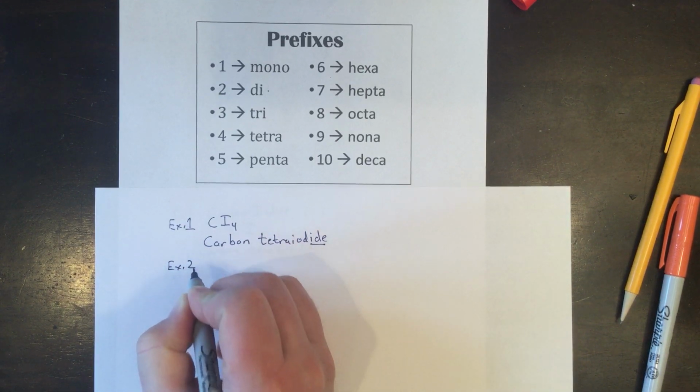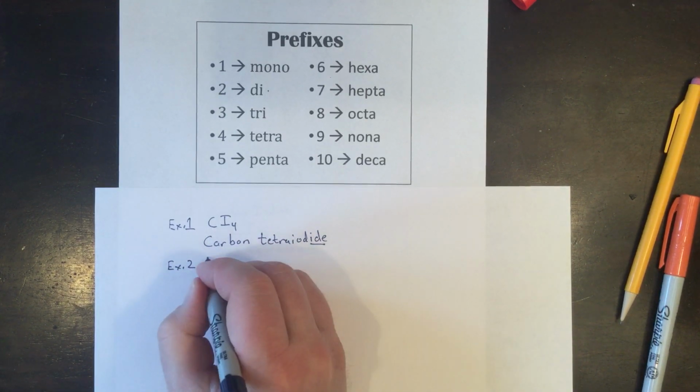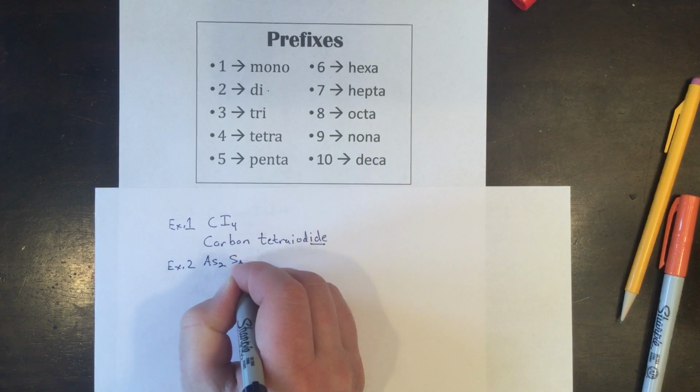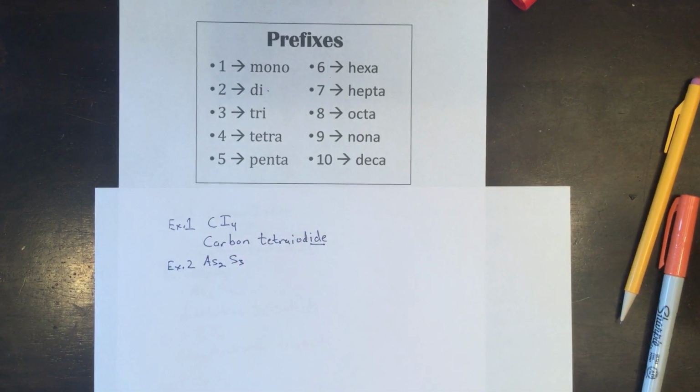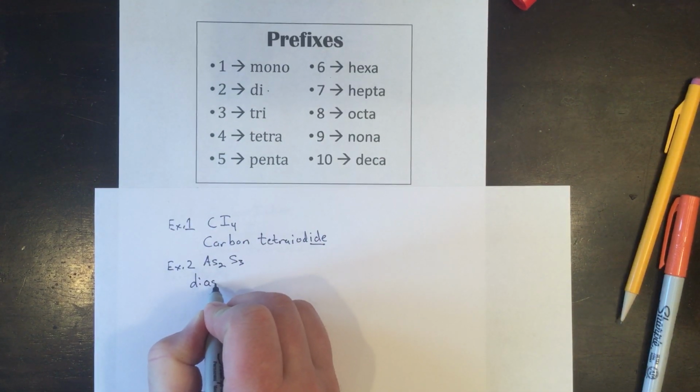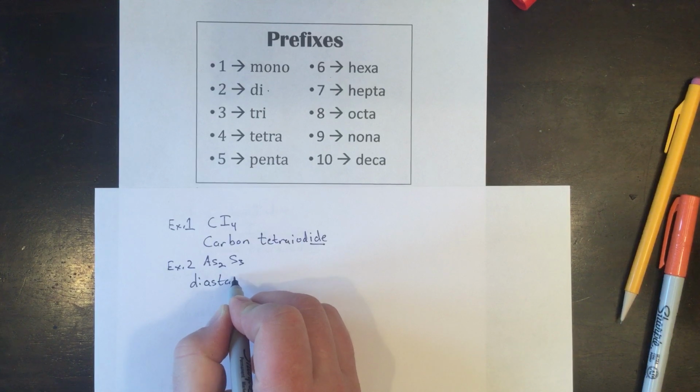Example 2. We have astatine 2, selenium with 3. So 2 is di. So we have di astatine.